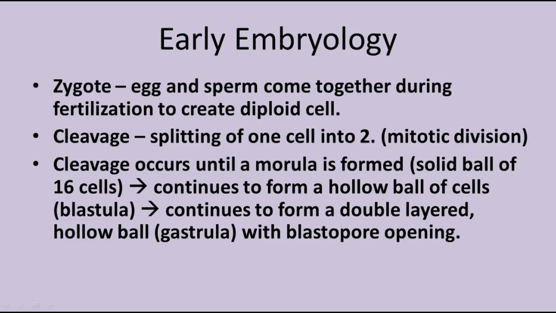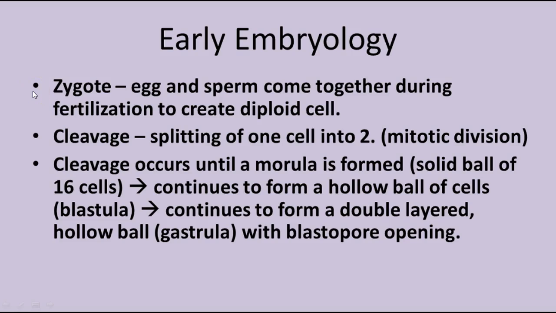So starting out with a sperm and an egg cell, which are both haploid, meaning they have half of the chromosomes that a diploid organism would have, you get a zygote through fertilization. Fertilization, of course, is when the sperm and egg come together and create the diploid cell. Now that we're diploid, we're still only one cell, and we know that humans and all other animals are multicellular individuals, so we need to become more than one cell.